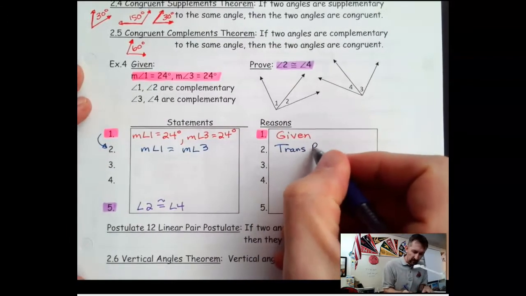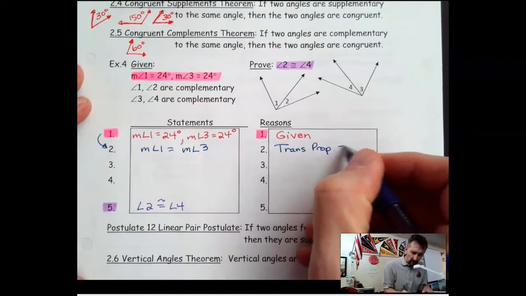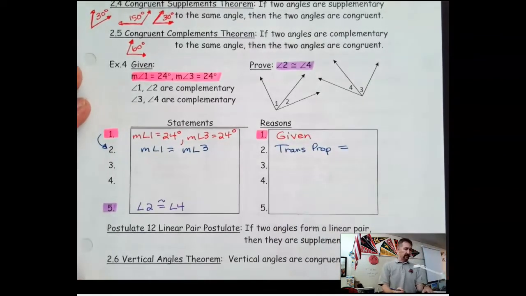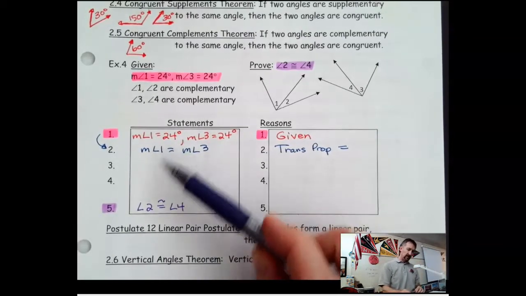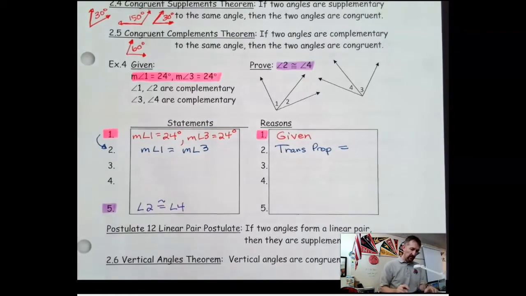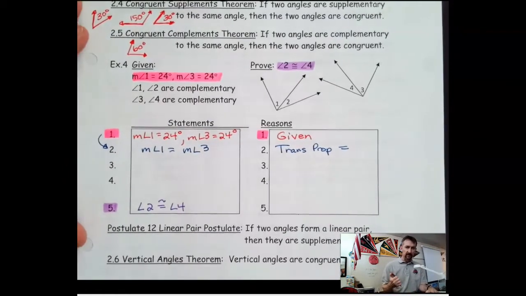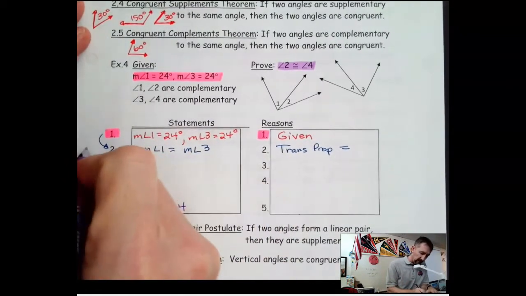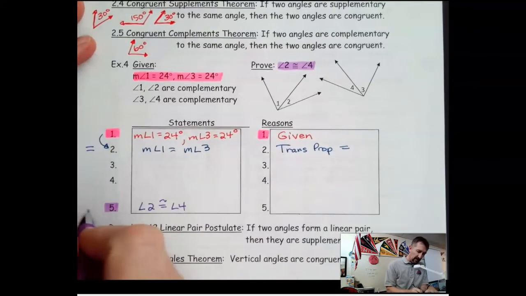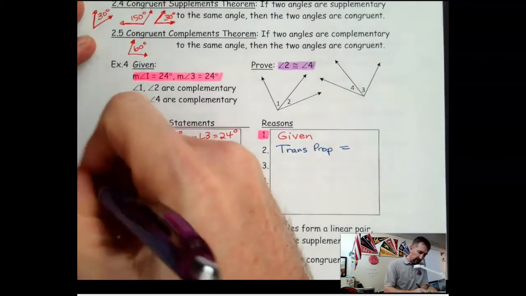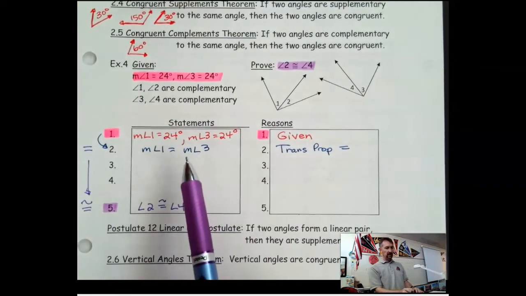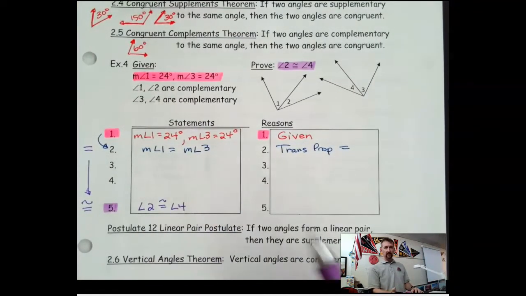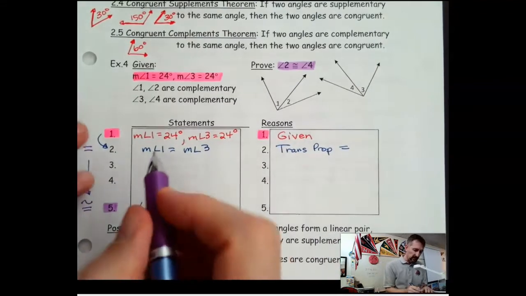So the transitive property of equality, because they're numbers. Okay? Now, at some point between here and here, look at what's happening. Again, I mentioned this earlier. We have an equal sign here, but we end up with a congruent sign. So somewhere in between here and here, we need to switch. So we might as well do it now.